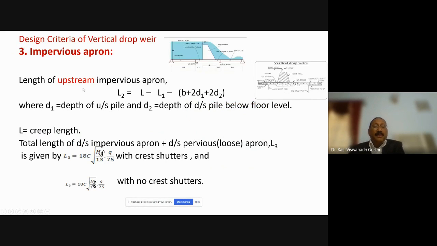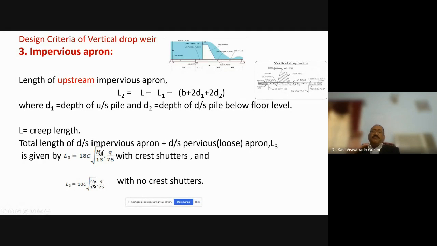Similarly, the upstream apron length can be calculated once you know the total length minus L1, the total creep length we have already calculated. So from here, L minus L1 minus B plus 2D1 plus 2D2. What is this D1 and D2?